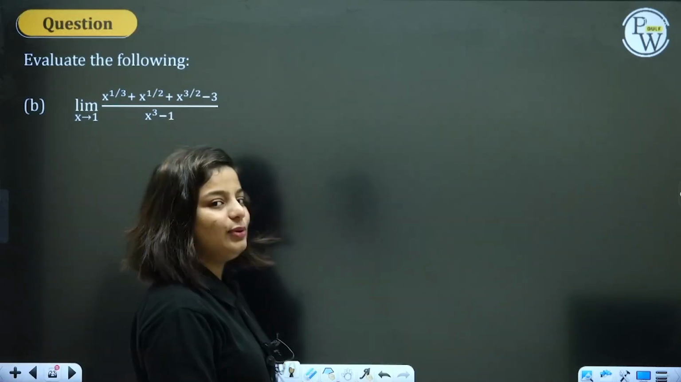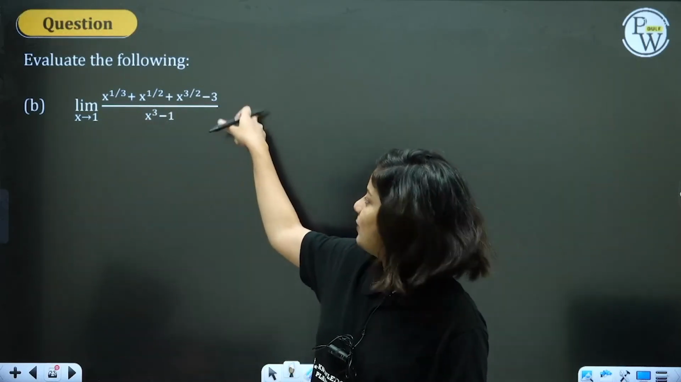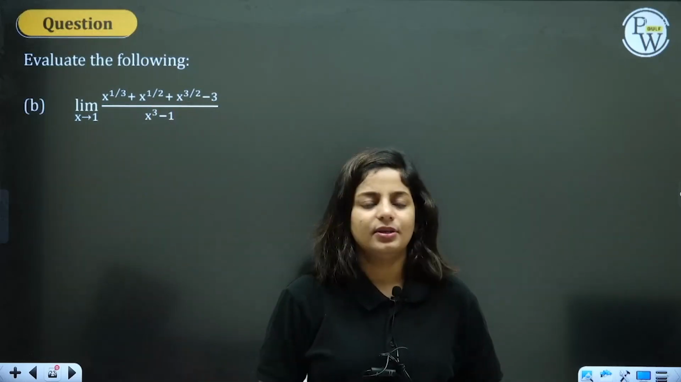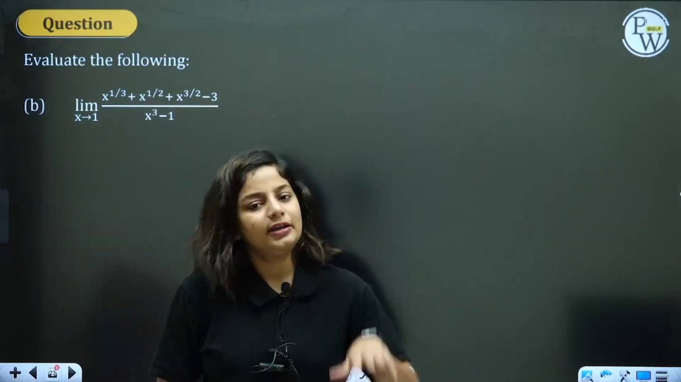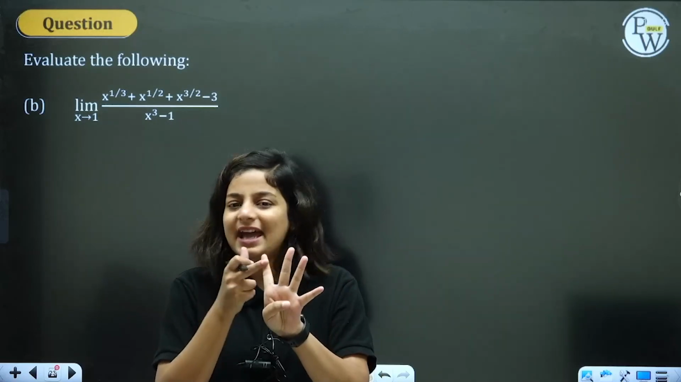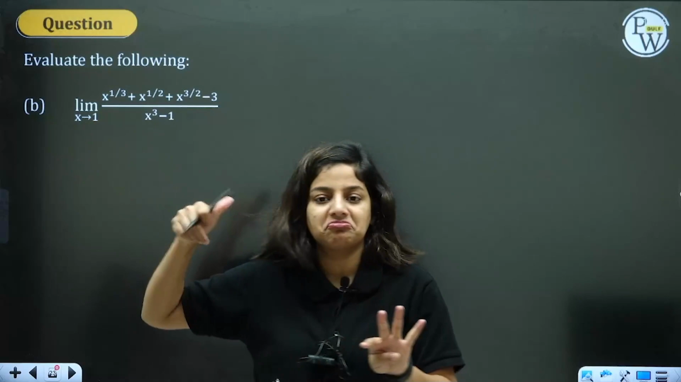Next question: evaluate the limit as x tends to 1 of (x^(1/3) + x^(1/2) + x^(3/2) - 3) upon (x^3 - 1). Try to put the limit directly, not possible. Try to factorize, not possible. Try to rationalize, not possible. So all the four methods, direct substitution, factorization, rationalization, infinity limits, are not possible.